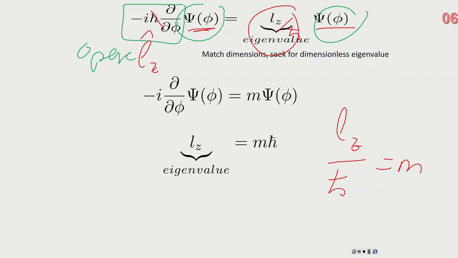So, two-dimensional rotation: eigenvectors of the z projection of angular momentum. So, operator, unknown wave function, eigenvalue. What are the units for angular momentum?